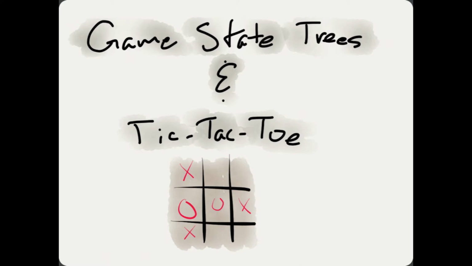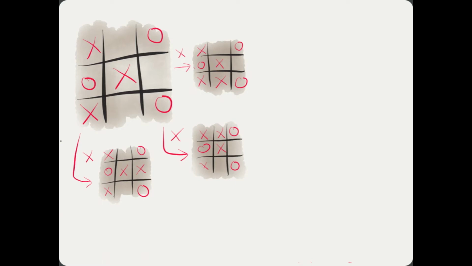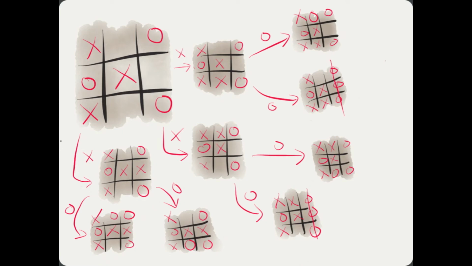First, we'll talk about the more familiar domain of tic-tac-toe. It's X's turn to play, and there are three possible moves, which we've drawn here. From each of these three moves, the opponent has two possible moves, also drawn. Each of these boards represents a state of the game, and each move represents an edge connecting the states together.